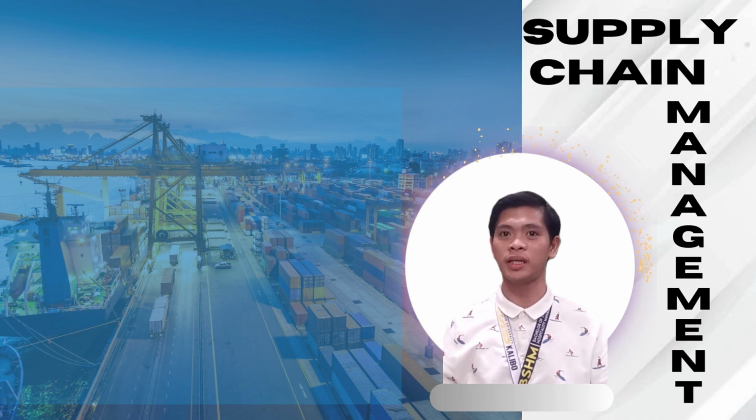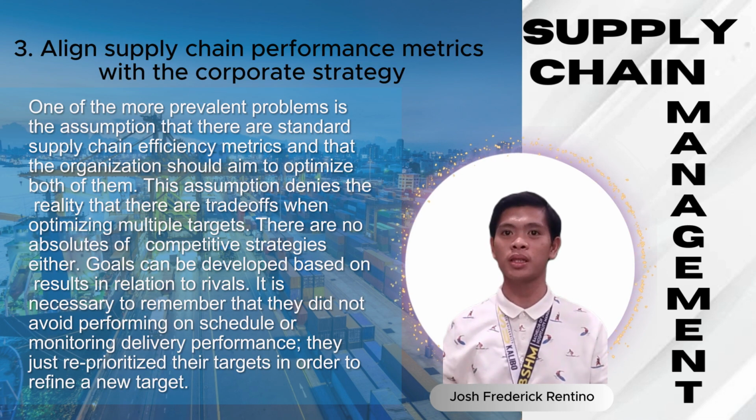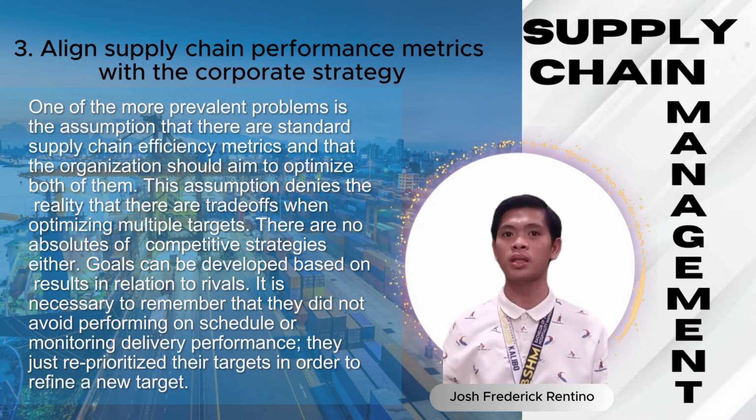Next, align supply chain performance metrics with the corporate strategy. This is when the organization's supply chain strategy places a greater emphasis on collaborative supply chain relationships. We should consider vendor language and time zone differences after implementing the strategy. It is also important to note that they didn't stop delivering in a timely manner or stop measuring delivery performance. Instead, they reprioritized their targets.